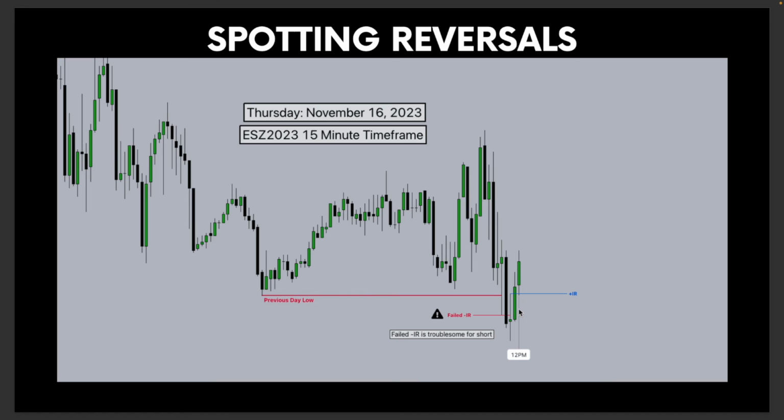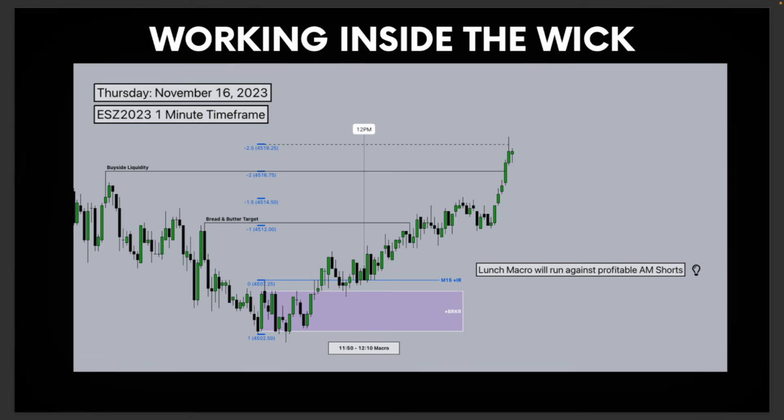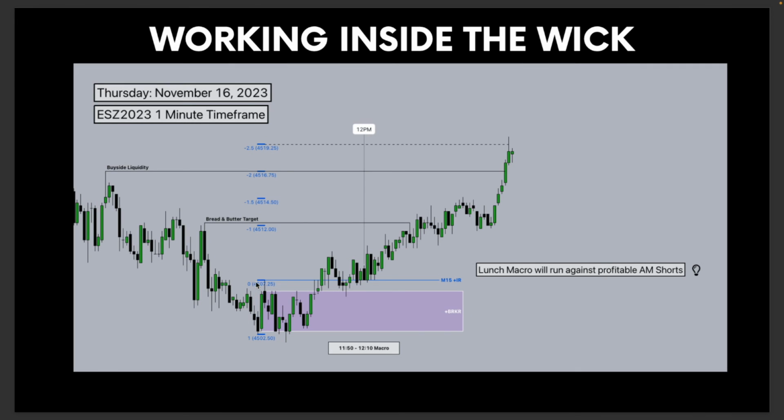So let's go discuss why 12, why the lunch hour was important for when this immediate rebalance occurred after the failed bearish immediate rebalance for continuation. So now we're down on a 1-minute chart. And what do we see? This blue line here, that's that 15-minute bullish immediate rebalance. So this is the high of that wick, that first wick of the bullish immediate rebalance formation during the 11:50 to 12:10 macro, where we expect the inception of price to spool for a liquidity pool.